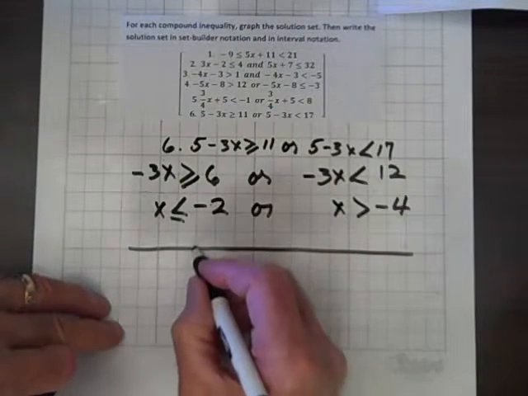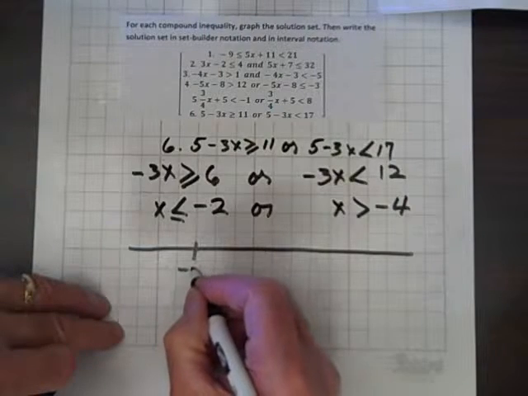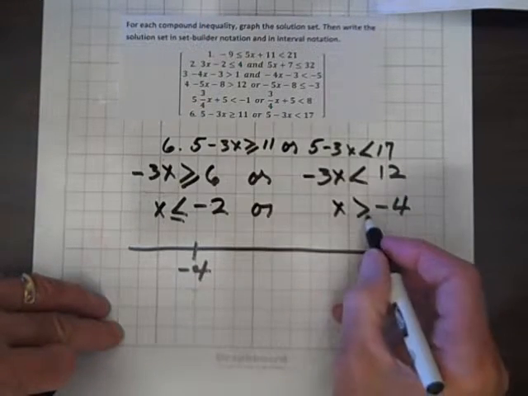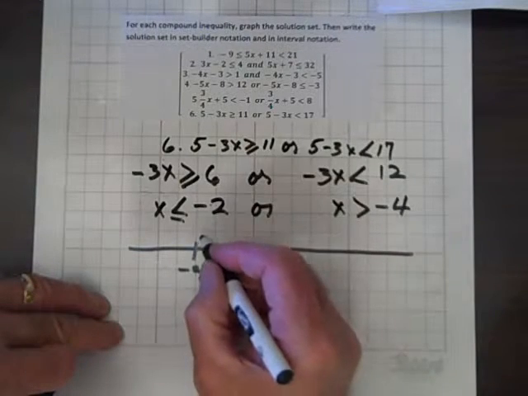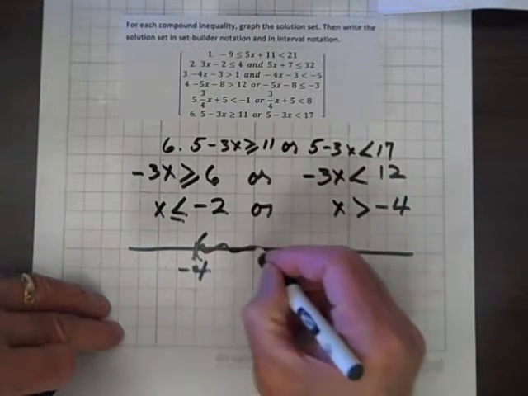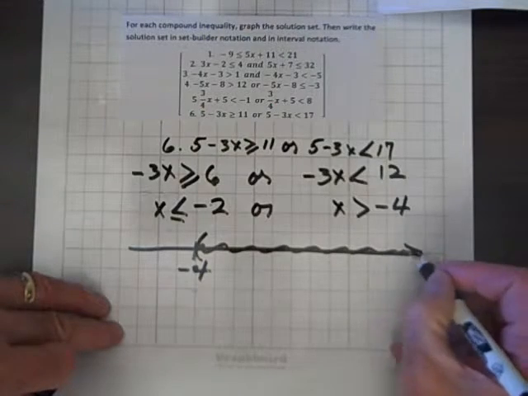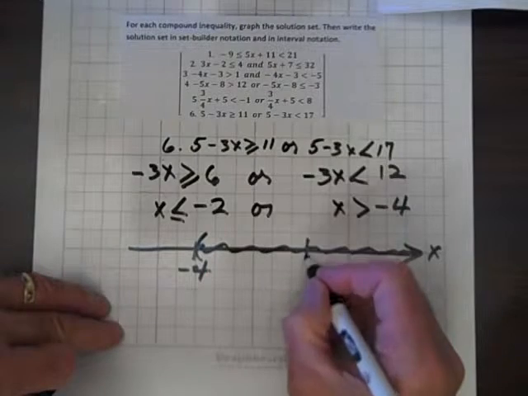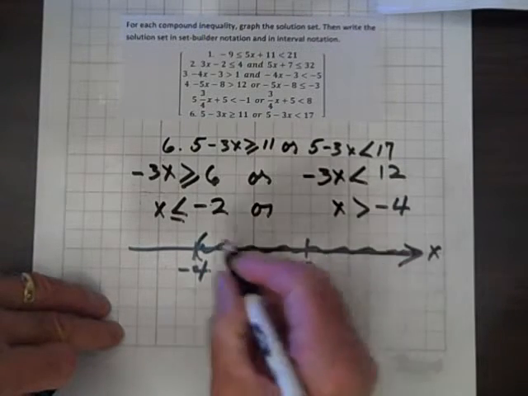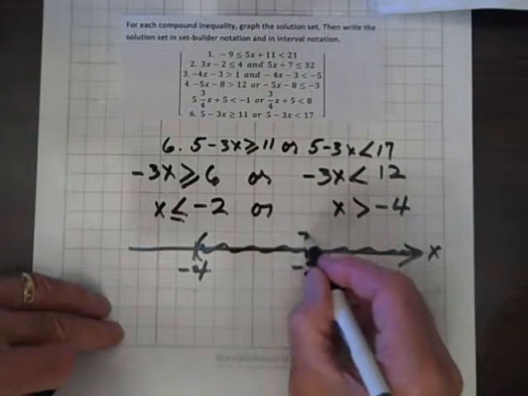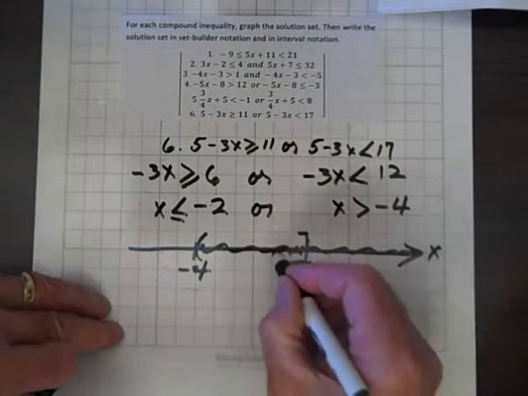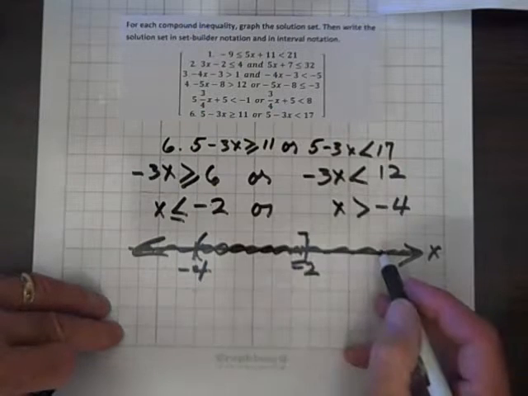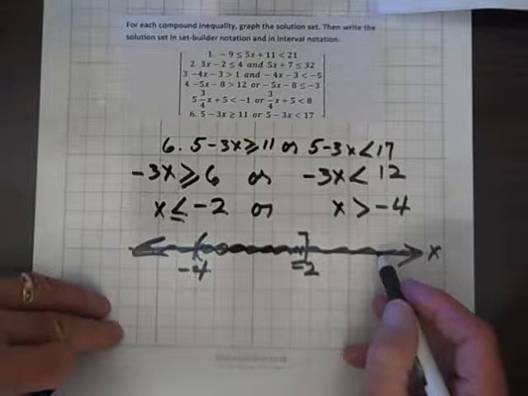Now to graph, we have a hash mark at negative 4, and since there's no equal sign associated with that, we'll put a parenthesis and graph everything to the right. X is greater than that. Now we have another hash mark at negative 2, and there's an equal sign associated with this, so we'll put a bracket and graph everything to the left. And notice we've graphed the entire number line.